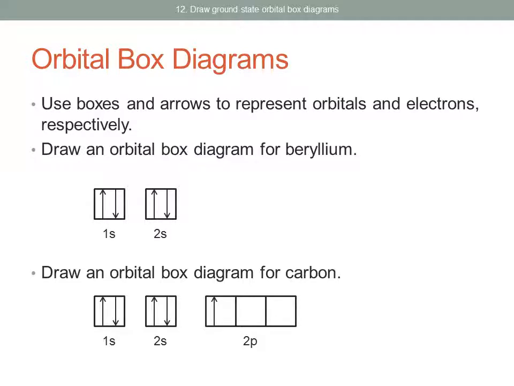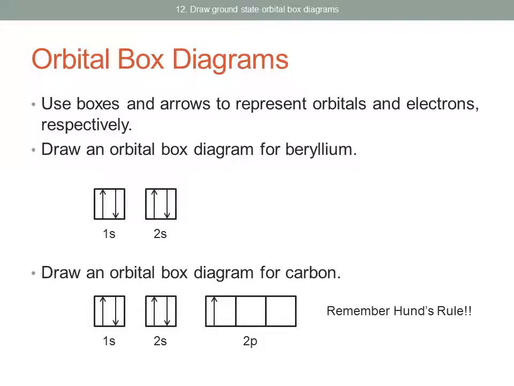The question becomes, where do we put that next electron? Do we put it in the same orbital with a negative spin? Do we put it in a different orbital with a positive spin? Or do we put it in a different orbital with a negative spin? Well, the answer to that is to remember Hund's rule.